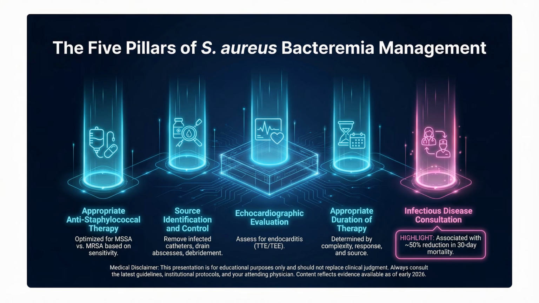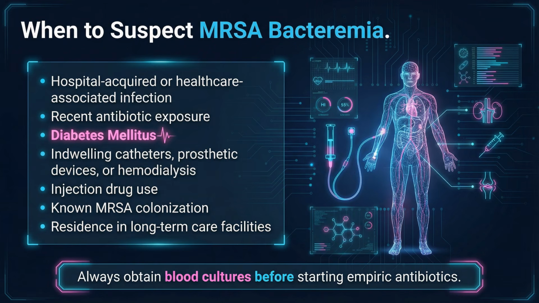This is now considered a standard of care, and for good reason. Multiple meta-analyses have shown that involving your infectious disease colleagues is associated with an approximately 50% reduction in 30-day mortality. So, when should your index of suspicion for MRSA be particularly high? There are several key clinical scenarios and risk factors.